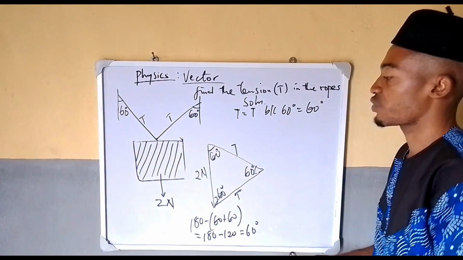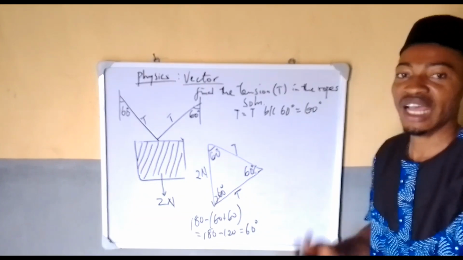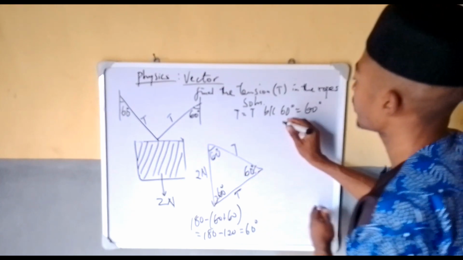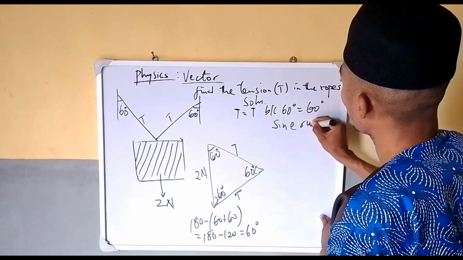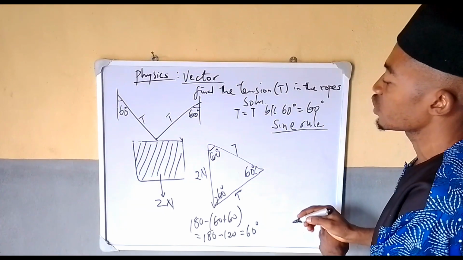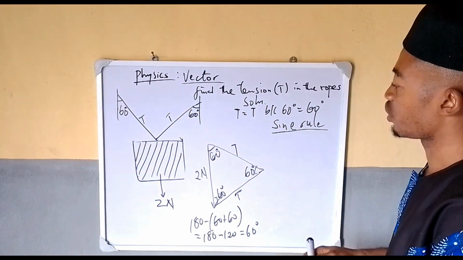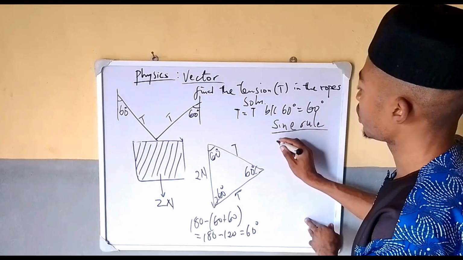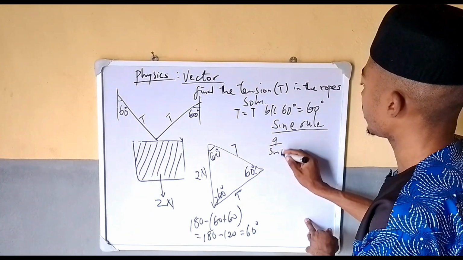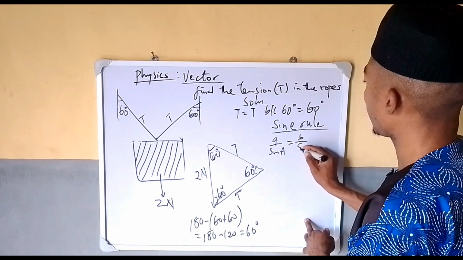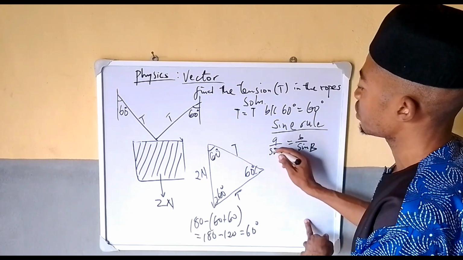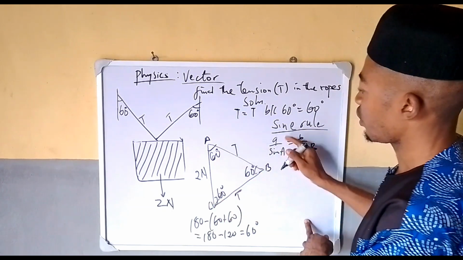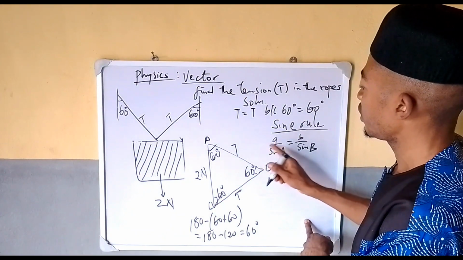Now, what type of triangle is this? This is an acute angle triangle. And this acute angle triangle can only be resolved using the sine rule. So we are going to make use of the sine rule here to resolve this problem. And in making use of that sine rule, you already know the rule. The rule says a over sine A equals to b over sine B. So let me say that this is A, B, and C. Then I'll pick the A.